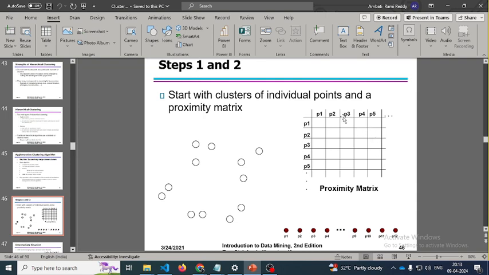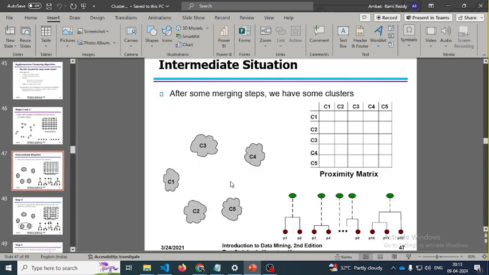P1, P2, P3, P4, P5. So these are my proximity matrix, and these are data points. We will see after merging. Initially, whatever points you are seeing, just assume that this C1 is like P1 only. You want to consider each initial data point as one centroid: centroid 1, centroid 2, centroid 3, centroid 4. This is my proximity matrix, so like this. P1, P2 or C1, C2.